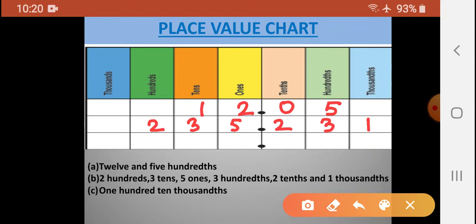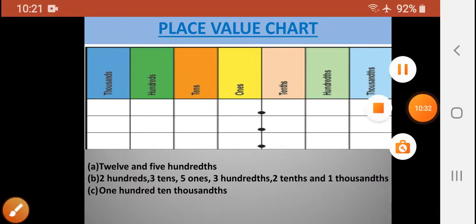Now coming to the next example, 110/1000. So children, you must have observed here that there is no whole number part. This is all decimal part. Since there is no whole number part, we will write 0. Now 110/1000 means 0.110 is the decimal form of this. So this was all about decimals. Thank you so much.